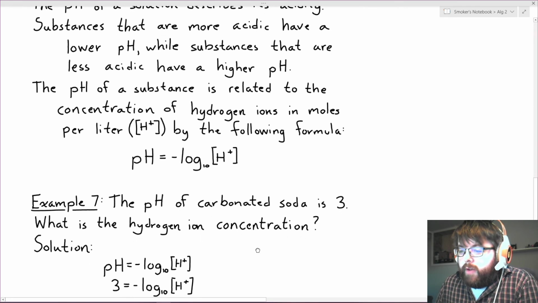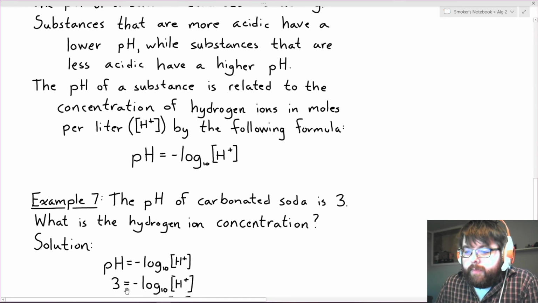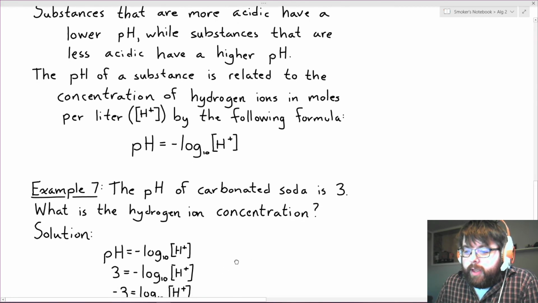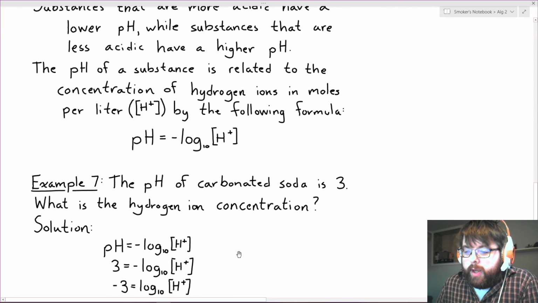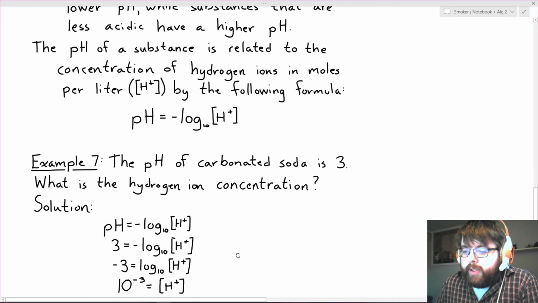So I'm plugging 3 in, and I'm solving this for the H plus. And the first thing I do is move the negative over. And the second thing I do is convert this to, actually you don't need the log button on your calculator. That'll come later because we're not plugging in and solving for this side. We're actually going to convert this to exponential form. So H plus will be equal to 10 to the power of -3.